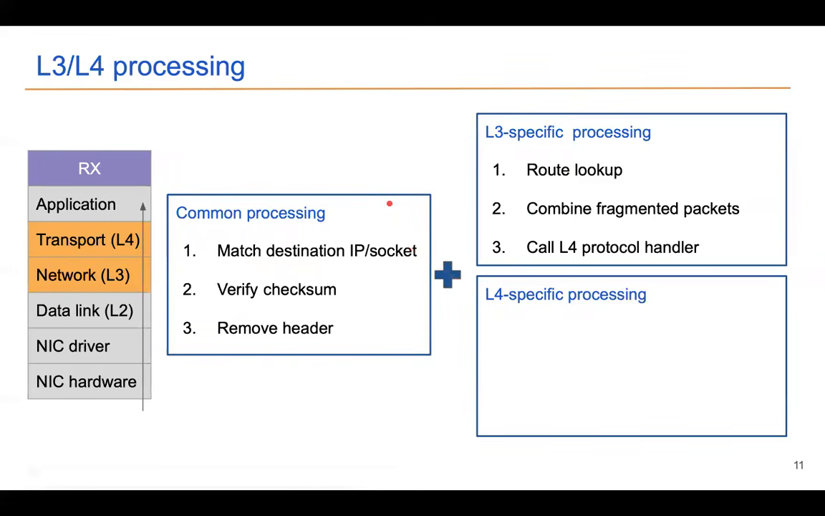L3 or L4 refers to IP and TCP processing here. Both the layers perform certain common functions like matching the destination addresses, whether it is IP or socket address, verifying the checksums, and pulling out the respective headers. The specific functions of layer 3 are route lookup and fragmentation, after which it calls the layer 4 packet protocol handler.